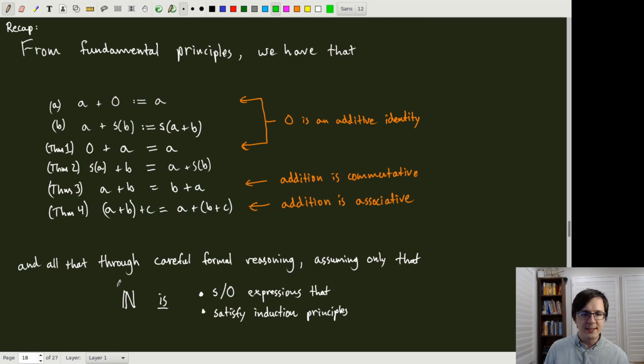And we did that all through careful formal reasoning, and we only assumed that natural numbers are literally expressions involving only s and 0 that satisfy certain induction principles. Of course, there's some stuff that's being unsaid, which is what exactly are the foundations of math that we're basing everything on. But at least in principle, everything we did carries over from one foundational system to another.